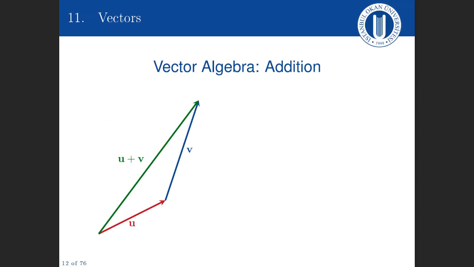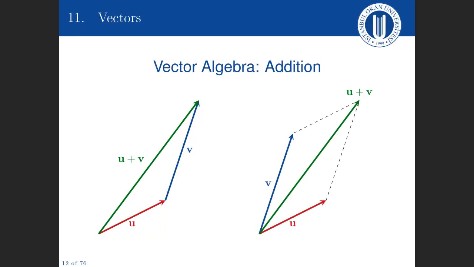Moving on. Let's talk about vector algebra. First of all, addition. We can think about adding two vectors in two different ways. First, we can think about putting the vectors nose to tail. In other words, drawing the vectors so that the terminal point of u is the same as the initial point of v. And then the vector u plus v is the vector which has the same initial point as u and the same terminal point as v. Or we can think of it a different way. We could draw the vectors u and v as arrows with the same initial point. We could draw the parallelogram which these vectors give us, and then u plus v is the diagonal of the parallelogram.